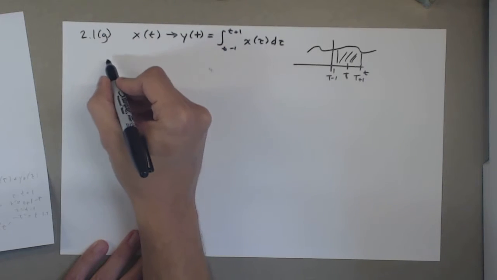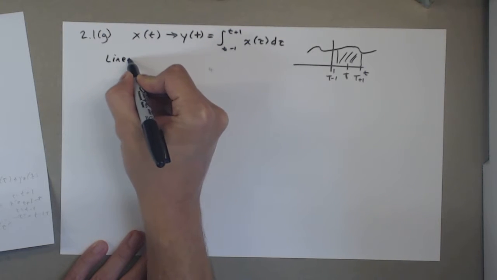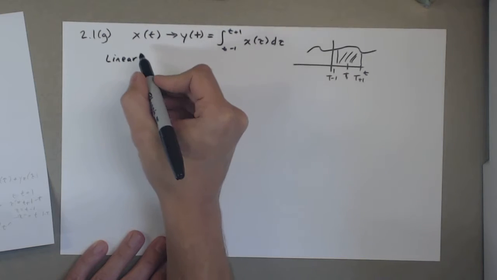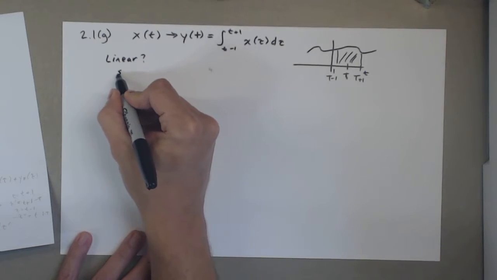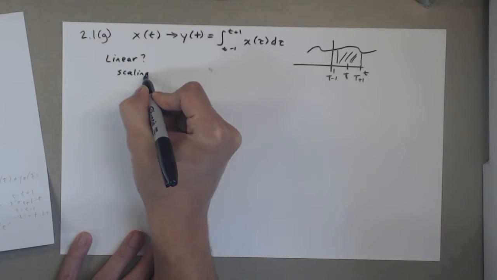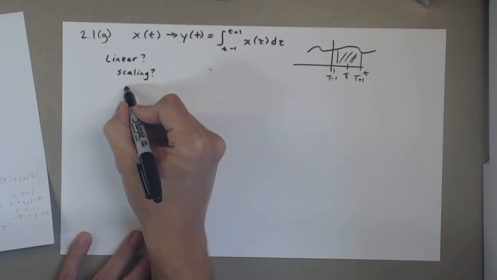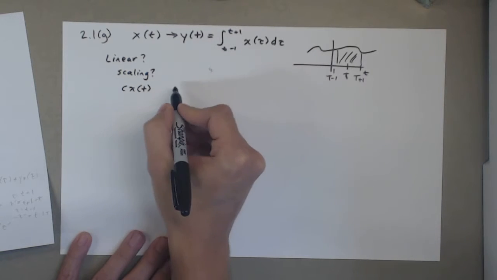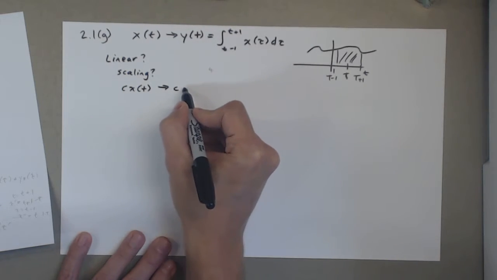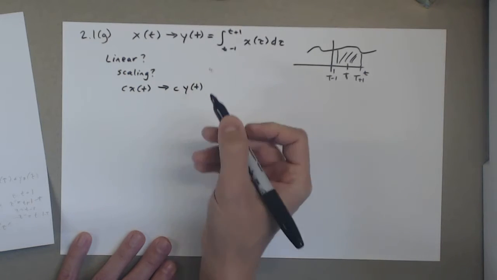So we need to check first to see if we have a linear system. And so we know we need to do two things. Look at scaling. So first we'll look at that. In this case, if we have c, which is a constant, times the input, we should have that same constant times the output.